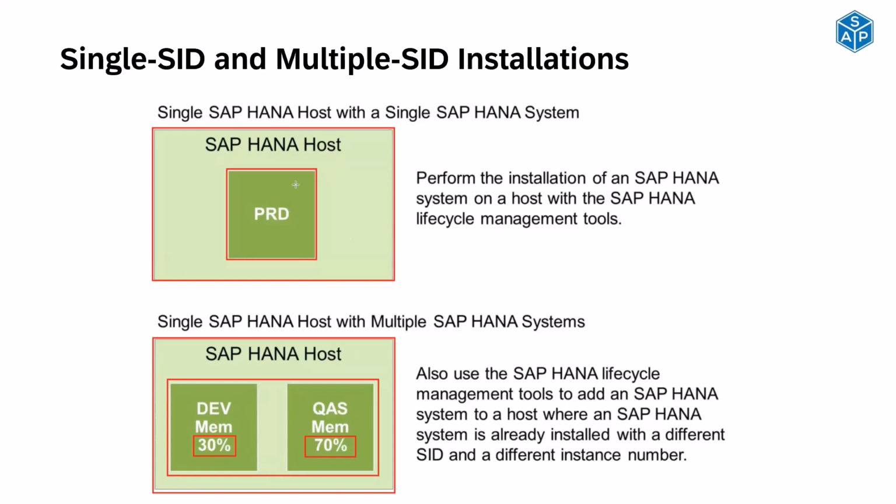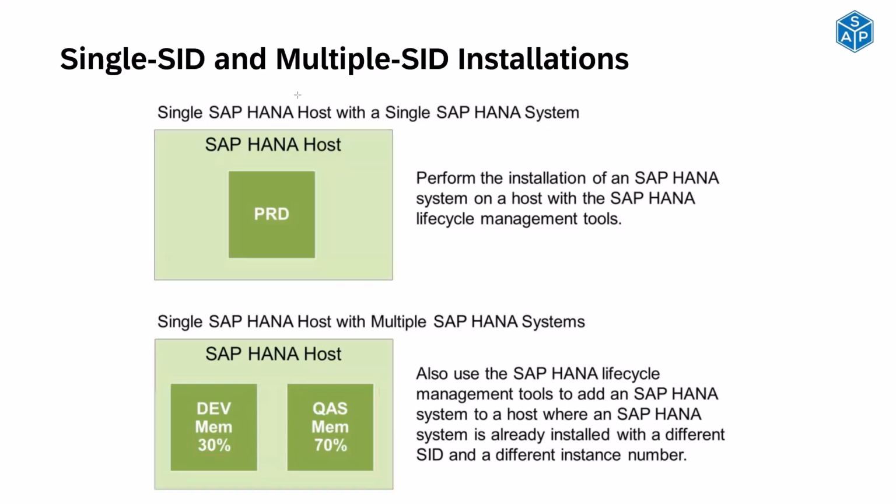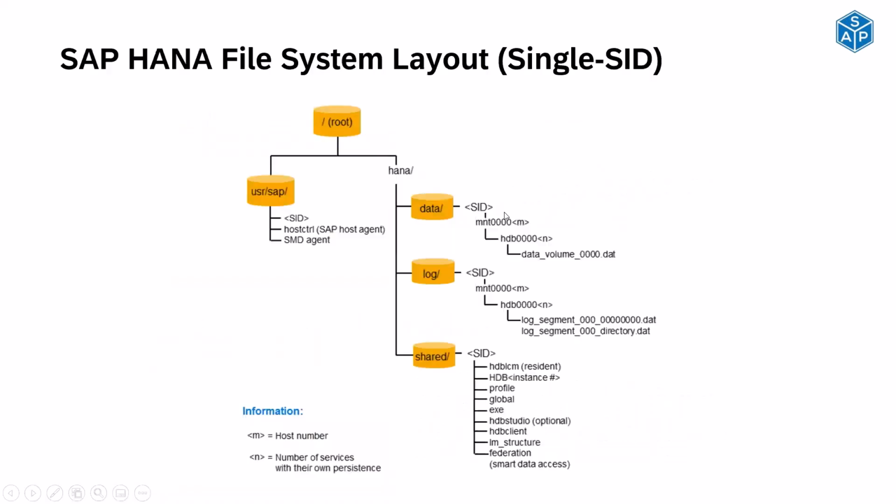Now this is a single host installation, multi-host installation. Now let us move to your file system hierarchy. This is the file system layout for single SID. This is your top level directory, your starting point. In any Linux system, your starting point is the root directory, slash. There is nothing beyond slash.